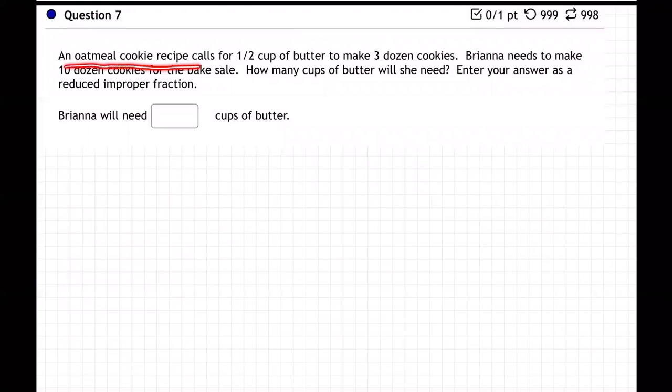An oatmeal cookie recipe calls for a half a cup of butter to make 3 dozen cookies. Brianna needs to make 10 dozen cookies for the bake sale. How many cups of butter will she need? Okay.